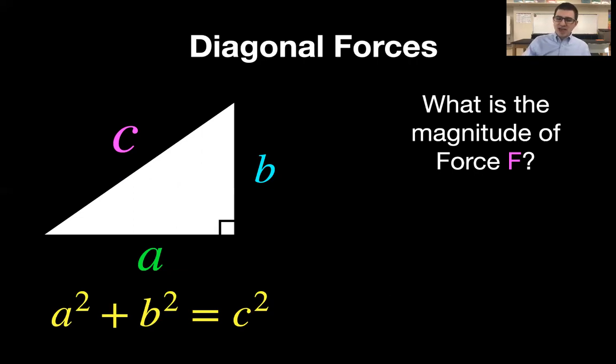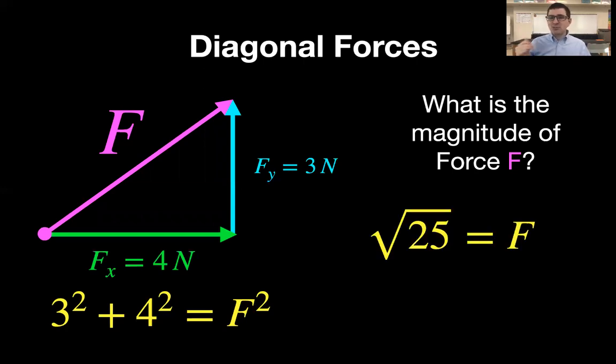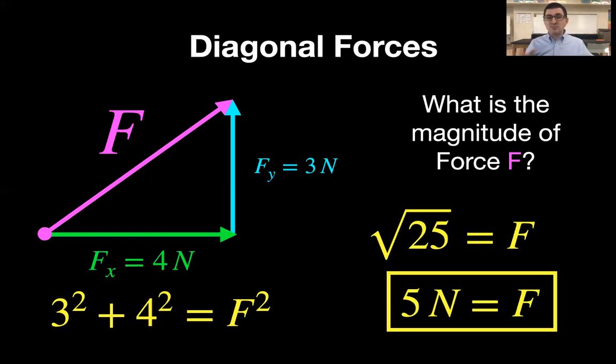Now, instead of using a and b, what we really have is the horizontal component and the vertical component, which is going to give us the magnitude of the force. So 3 squared plus 4 squared equals the magnitude of the force squared, or another way to say that is the magnitude of the force equals the square root of 25, or the magnitude of the force equals 5 newtons. So it's 5 newtons, which is in the direction of up and to the right.